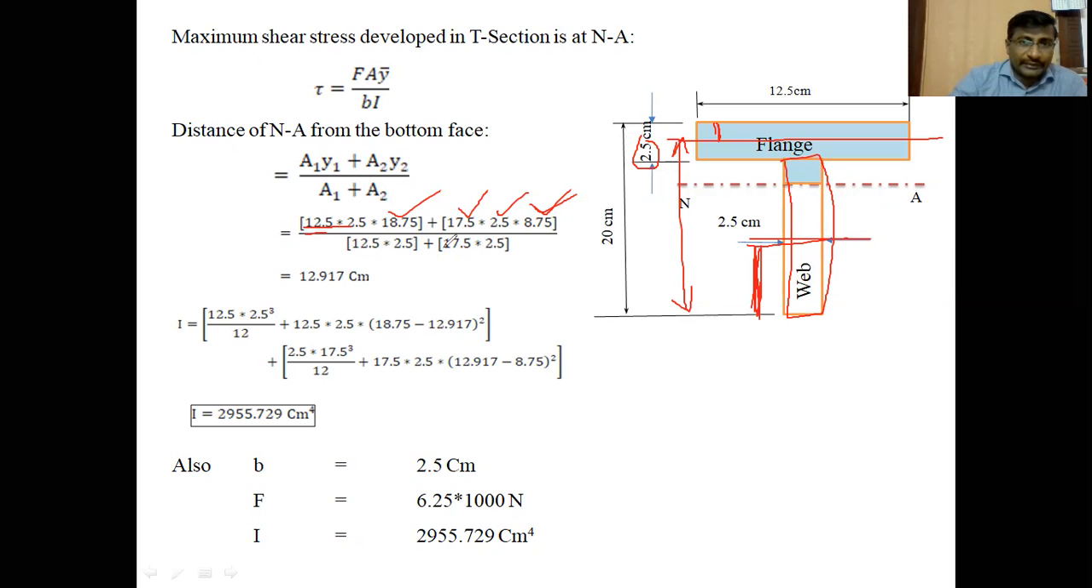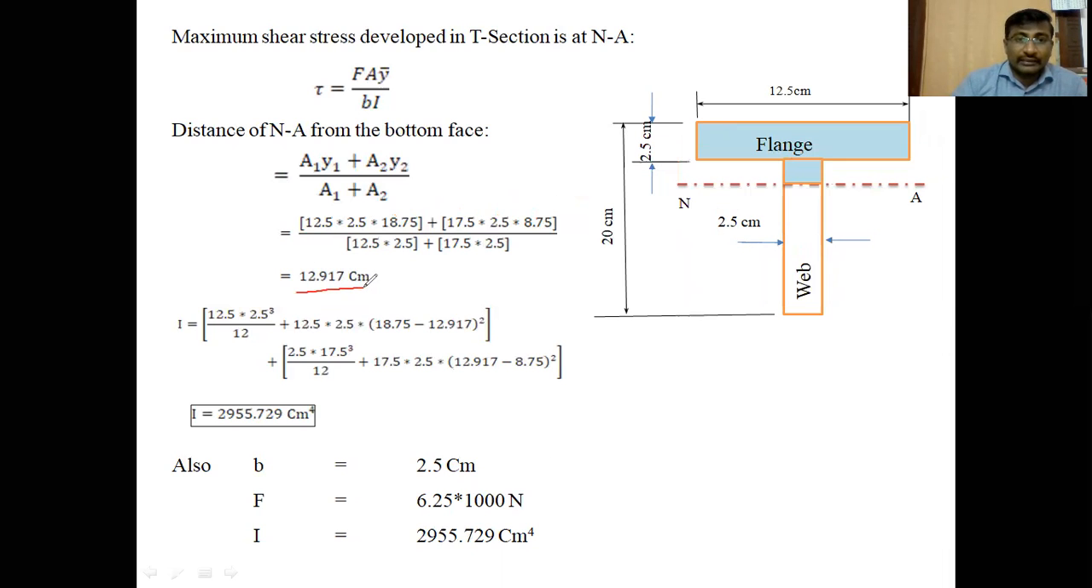Divided by A1 plus A2. A1 is 12.5 into 2.5, plus 17.5, the web height, into 2.5, the thickness. That is the A2, the area of the web. Then we get 12.917 centimeters from the bottom face. So the neutral axis is located at a distance of 12.917 centimeters from the bottom face. This is the location of neutral axis.